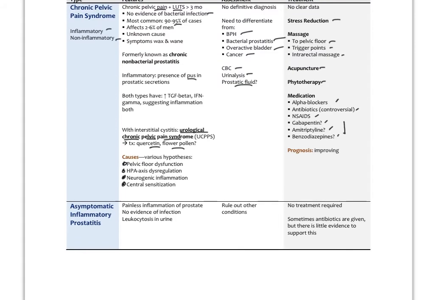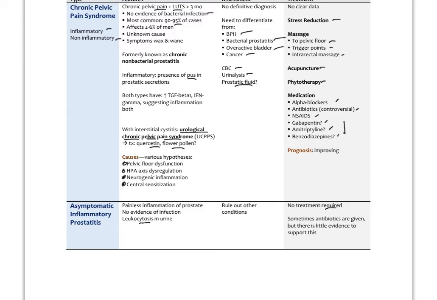There's a much less common form of prostatitis called asymptomatic inflammatory prostatitis, and that's where we get inflammation of the prostate. There's no evidence of infection, but there is leukocytosis in the urine. And what we usually do is rule out other conditions. Really, no treatment is usually required for this. Sometimes antibiotics are given, but there's no evidence.